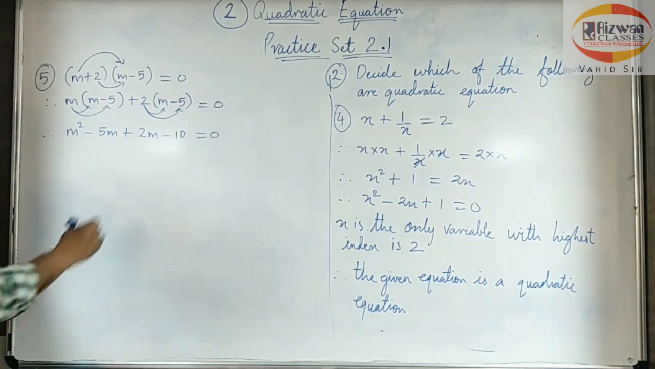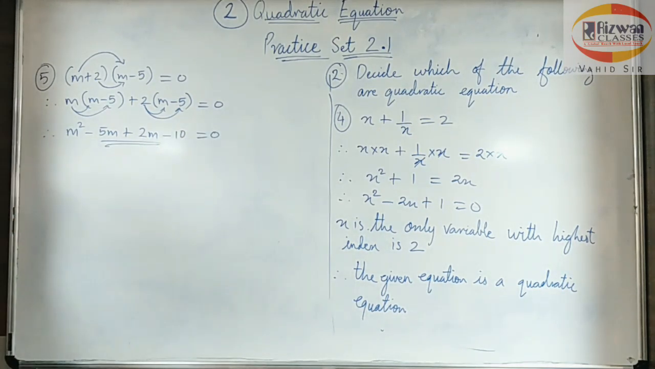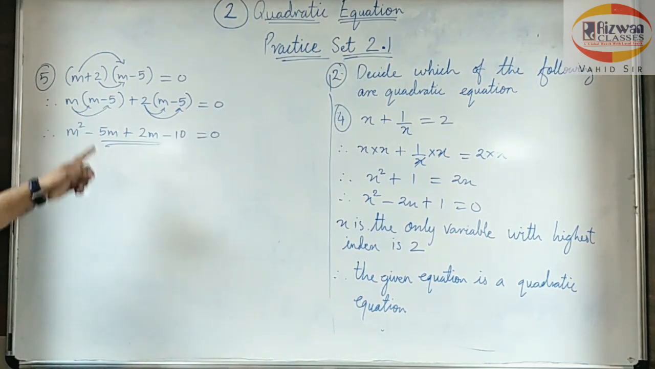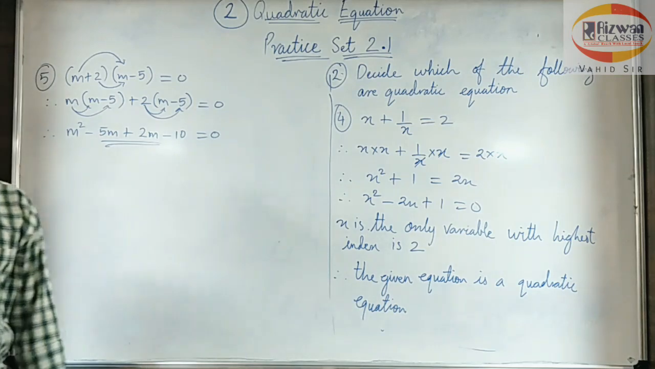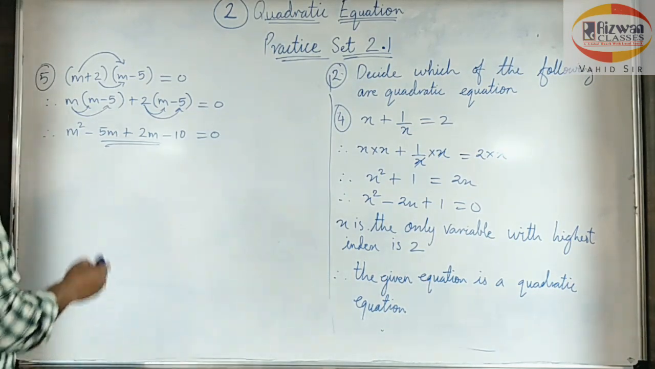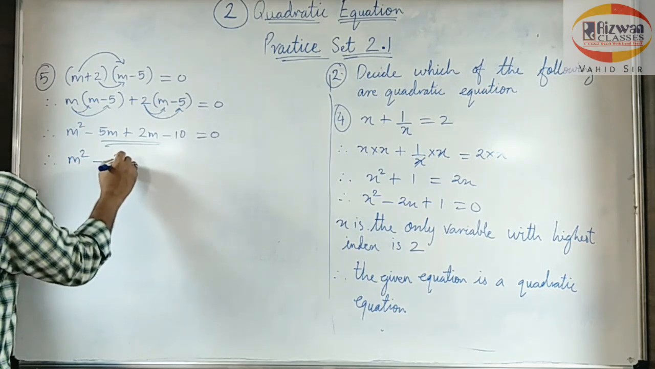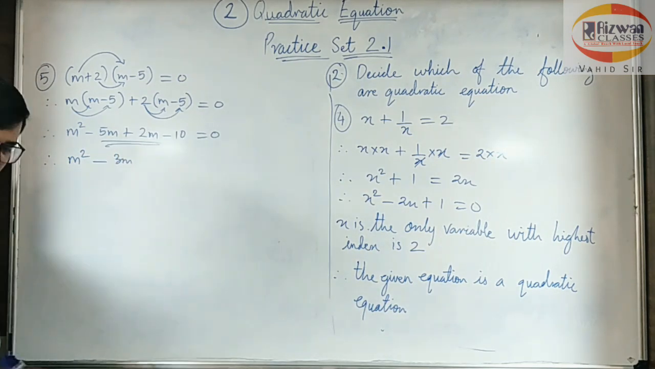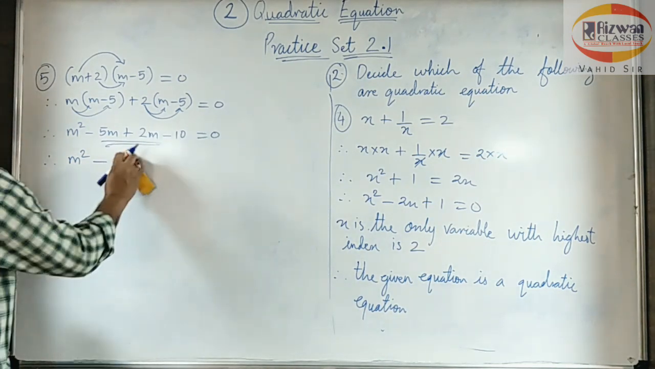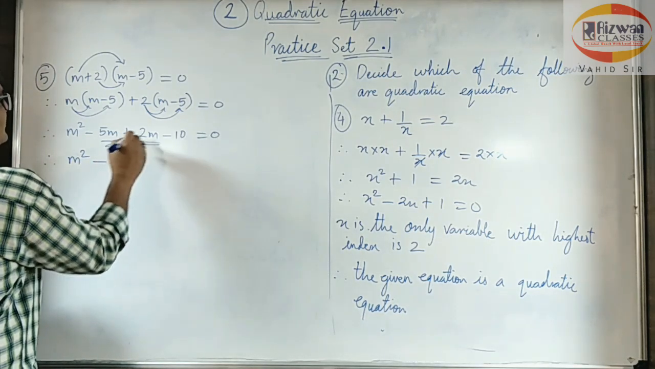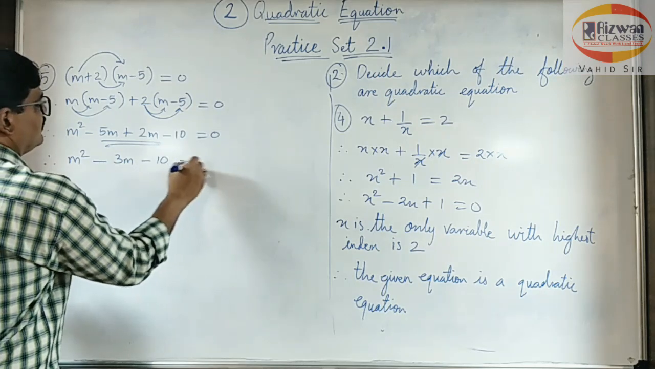Now here, if you can see, these are the like terms, minus 5m and plus 2m. One number is minus, one number is plus. Everybody knows that we have to subtract and write the sign of the bigger number. So what will it be? It will be m square minus 3m. Why is it minus 3m? Because 5 minus 2 is 3, but you have to write the sign of the bigger number. Minus 10 equals 0.